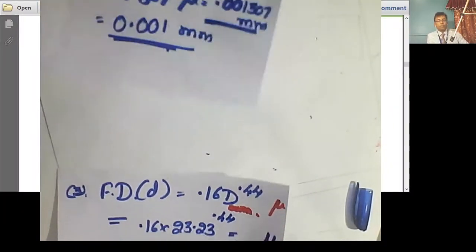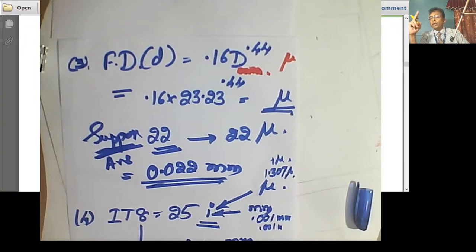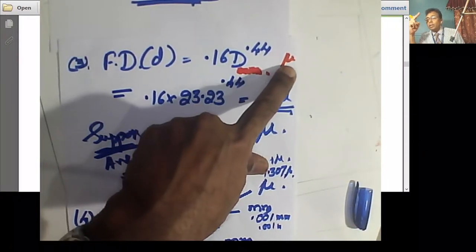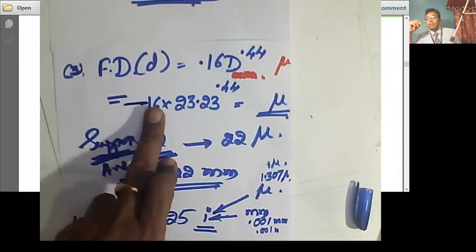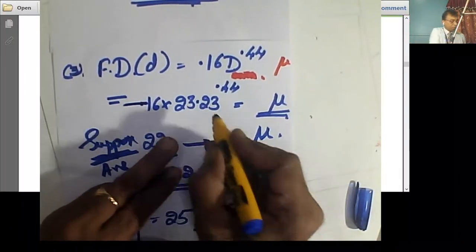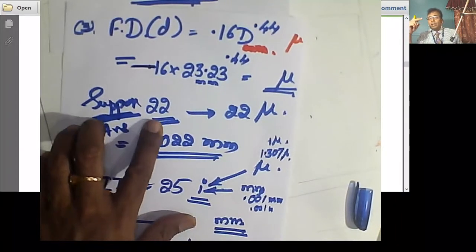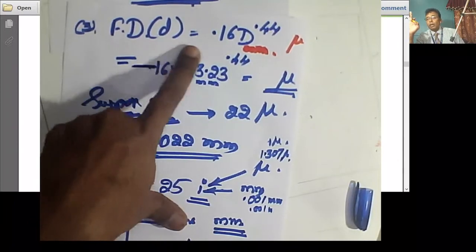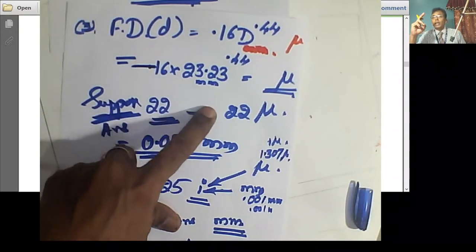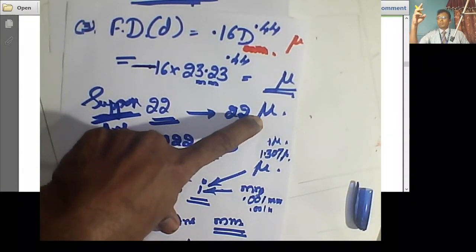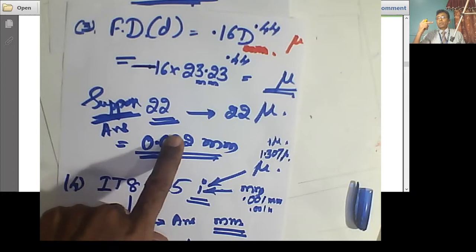Next, third one, fundamental deviation, either for the hole or for the shaft. You substitute the D value in millimeters and the answer you get is in microns, minus 16, 23.23, again this is in mm. Let us say the answer is 22, whatever you get by this calculation. What is the 22 you get? It is 22 microns, whatever the micron value. So I have to convert that into millimeters, 0.022 mm.